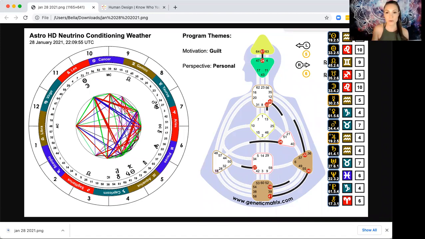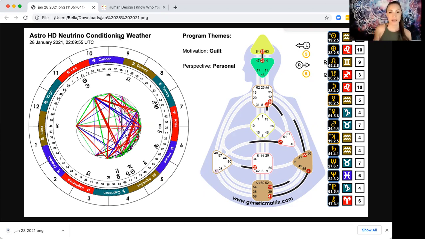I use the Pro membership, which really shows you a lot of different views and possibilities with these three systems: gene keys, human design, and astrology. And it's very recent that gene keys is a part of this website. That's kind of why I'm endorsing it. So here you have the neutrino conditioning weather. So this is human design language for right now in UTC time.